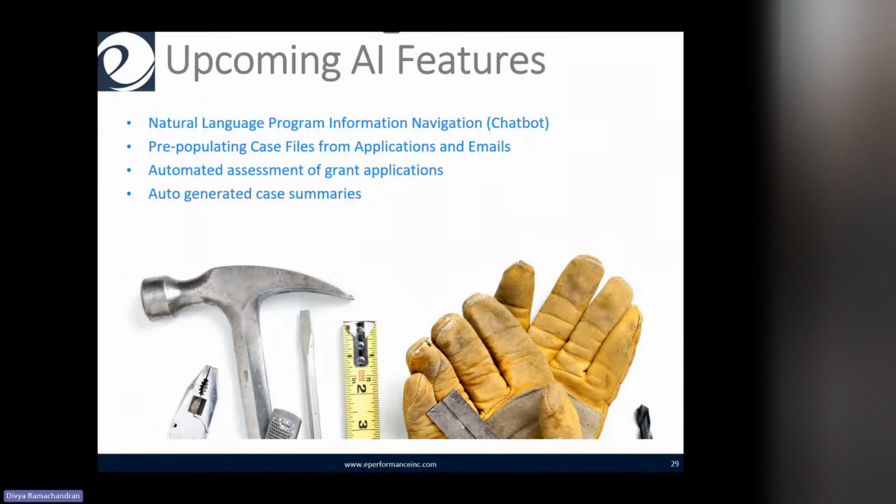So we have more evolved chatbots that we are looking into. We are looking into pre-populating case files with applications and emails. We're looking at an automated assessment of grant applications. So for example, the AI model can say, hey, this grant application will pass the assessment versus it will not because of certain information that has been provided. And then also maybe generating case summaries automatically.